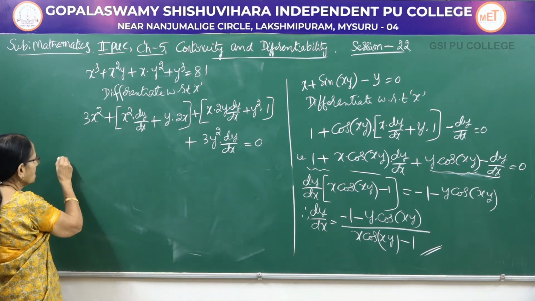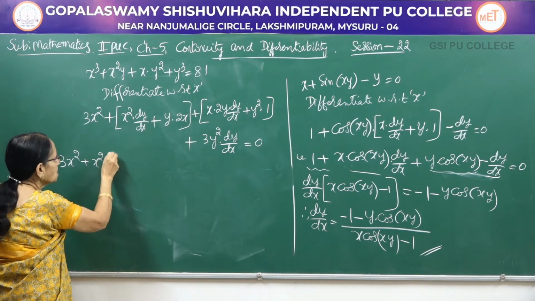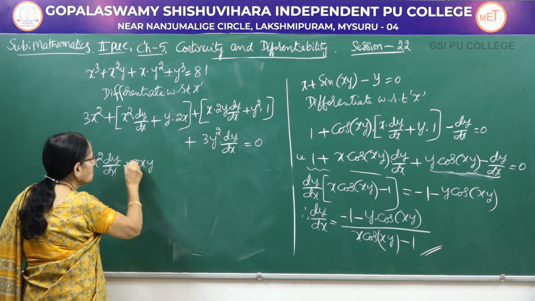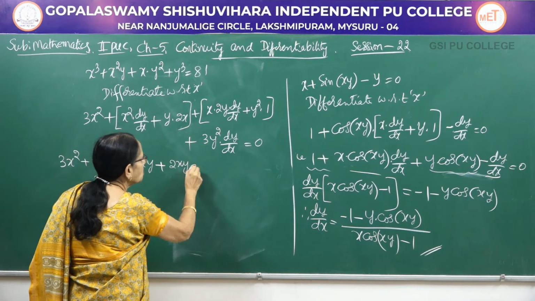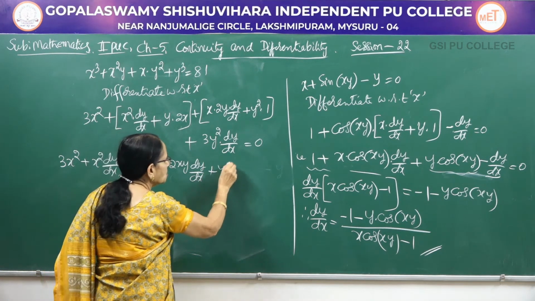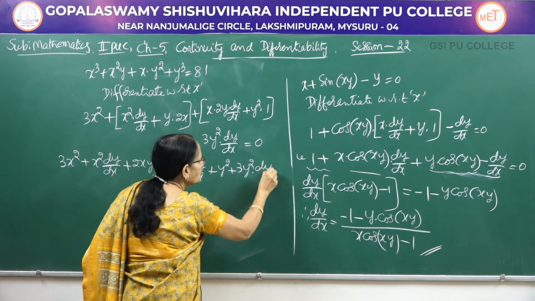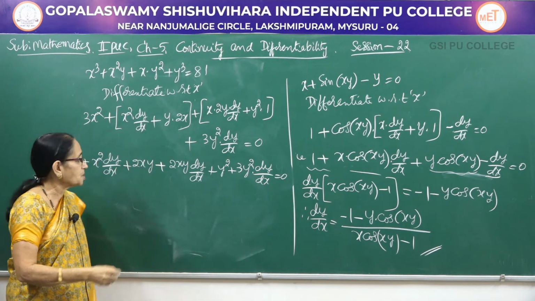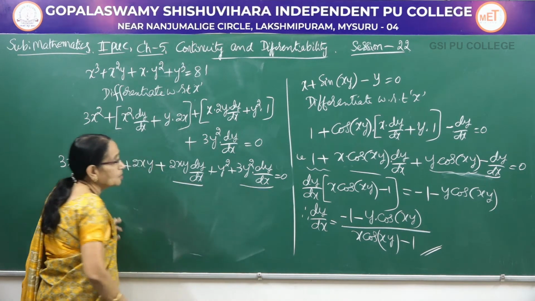Let me write properly, that is 3x square plus x square into dy by dx plus 2xy. I am writing in a proper order, that is all. Here it is 2xy into dy by dx plus y square plus 3y square into dy by dx would be equal to 0. Now which are the terms that are containing dy by dx? This one and this one. So I have underlined them.